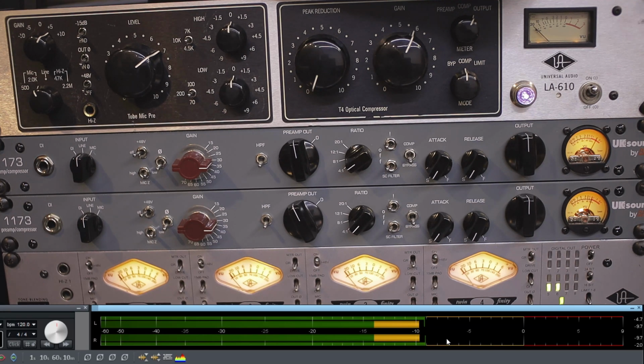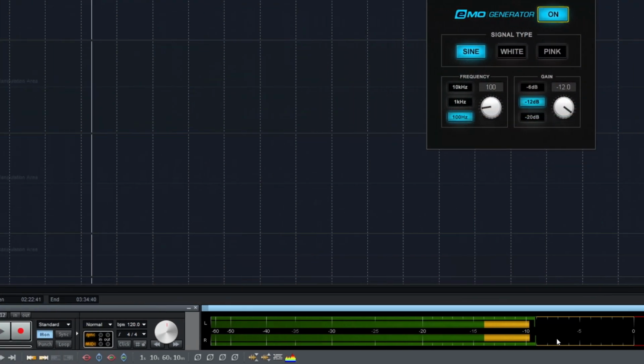So both levels are equal. So as you see now, in the input of the software, both levels are equal. But on the units, right away we can see that the preamp output is lower on the second unit. So there's the first difference between those two units. So we're going to record the signal.